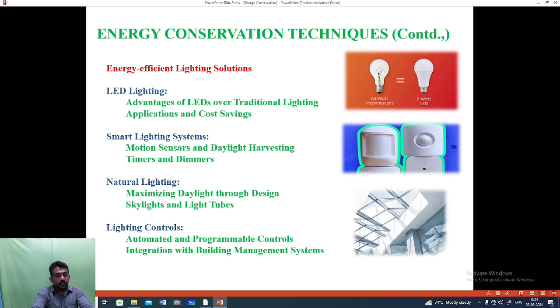Smart lighting system. Here motion sensors, occupancy sensors, dimmers and timers are used as per the occupants who are present inside the room. And as I spoke in the earlier slide, natural lighting system, here the natural light from the sun is being utilized for maximizing the lumens coming inside the room, thereby optimal light flow is achieved. This is done by skylights and light tubes that are connected to the sun's exposure.